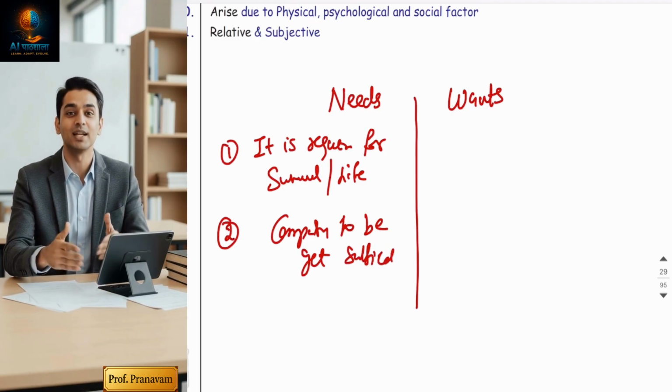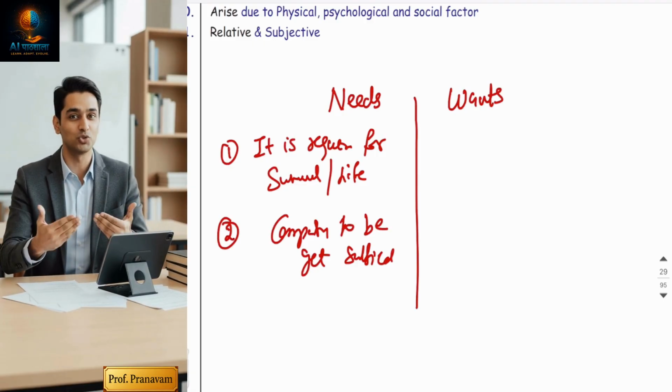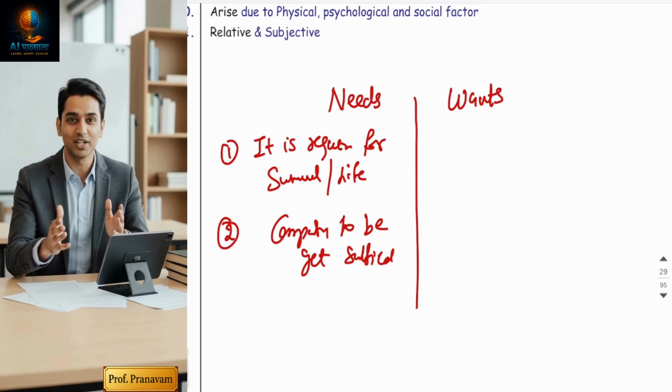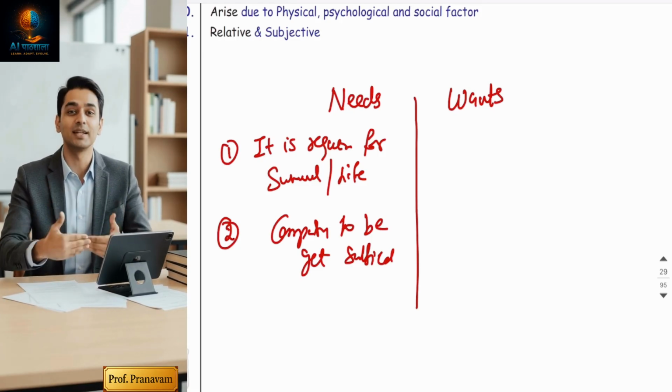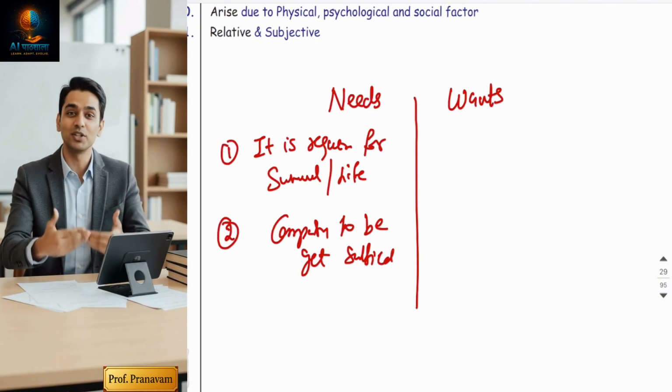If my needs are not getting satisfied, I might die. I will not be able to survive. So those demands which are important and compulsory to satisfy for my survival are called needs. Very simple. On the other hand, what do you mean by want?